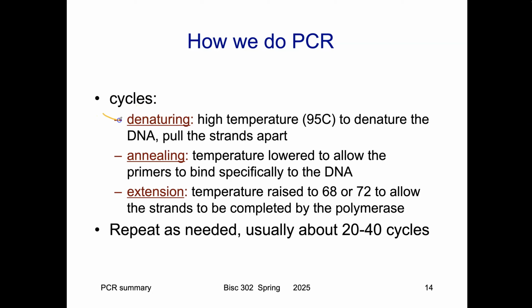There's a denaturing cycle, usually between 10 and 30 seconds. The annealing, where the temperature is lowered to allow the primers to bind the DNA. And then extension, where the temperature is raised to one of these two temperatures depending on the enzyme to allow the strands to be completed. And then, I would say most common is 25 to about 35 cycles.